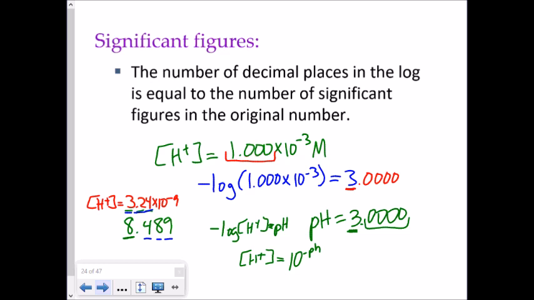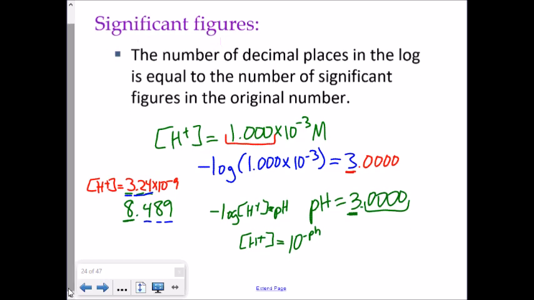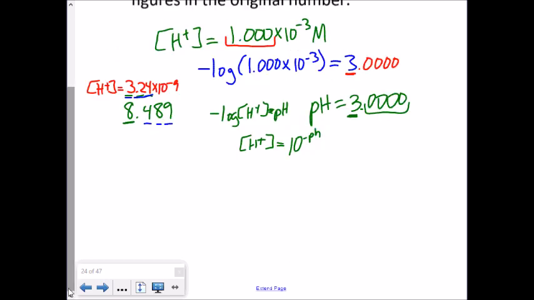Let's do one more where that would happen. Let me give you another example. So where we would have hydrogen as 1.29 times 10 to the minus 11. That should work. So this ends up being what? What is our pH value?